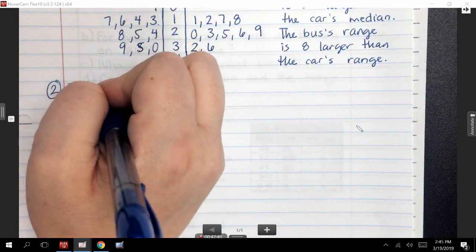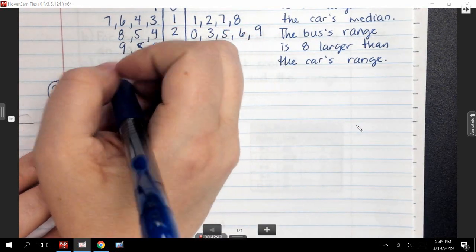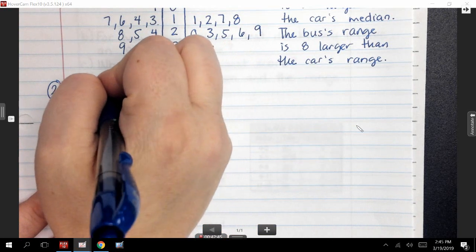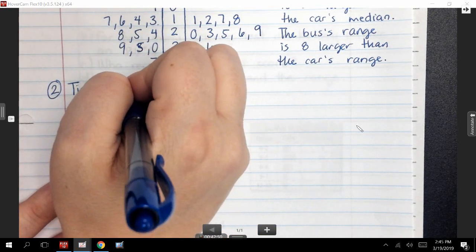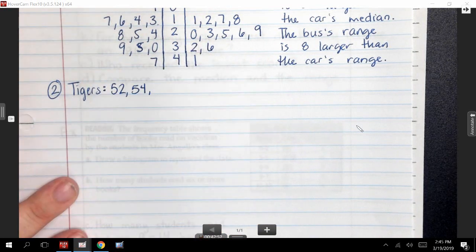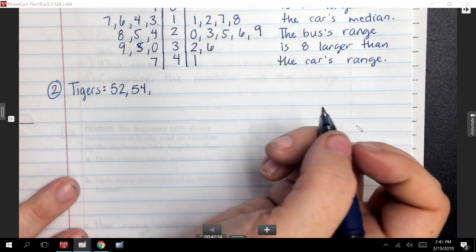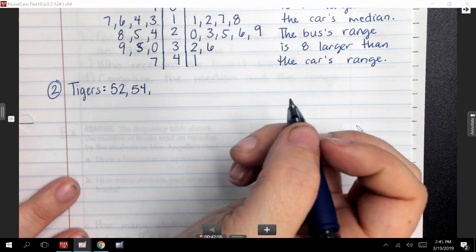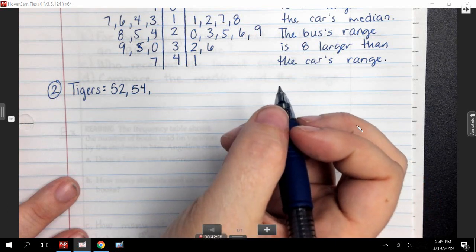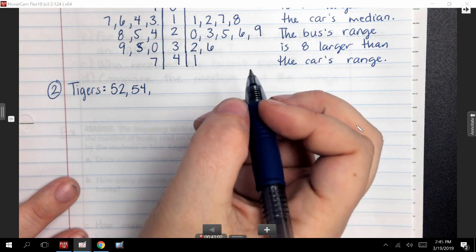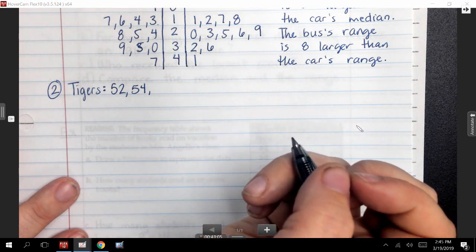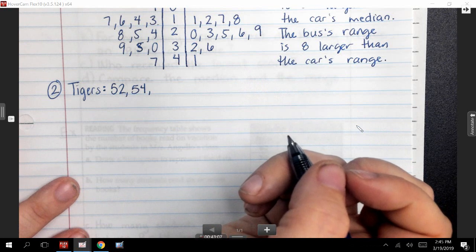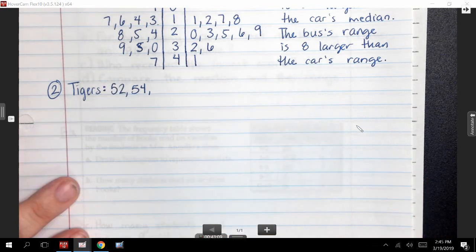Brandon, give me my numbers in order. 52. Okay. 54. Okay. Wrong. 74. 52, 54 is good so far. We're leaving one out. Bottom row. Oh, 58.